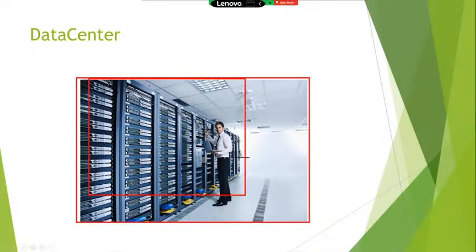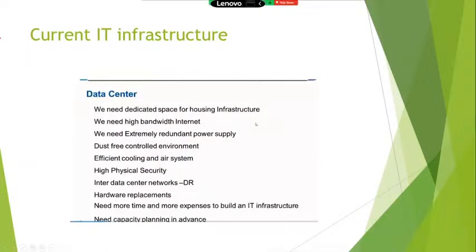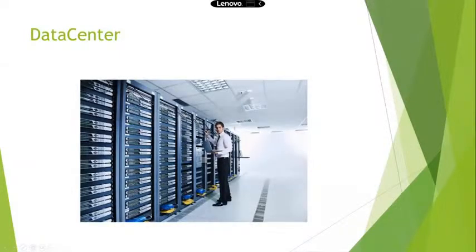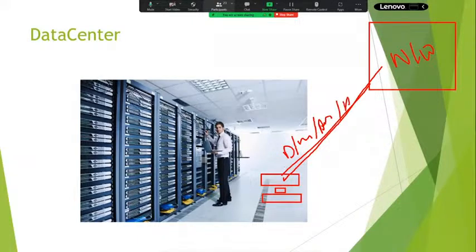After designing the data center, we need many things. What are they? First, we need dedicated space for housing infrastructure. Next, we need high bandwidth internet. For example, my organization's data center is in New York and I am sitting in Hyderabad. To access the data, our application information and database, we need high bandwidth internet. That is another cost, right?